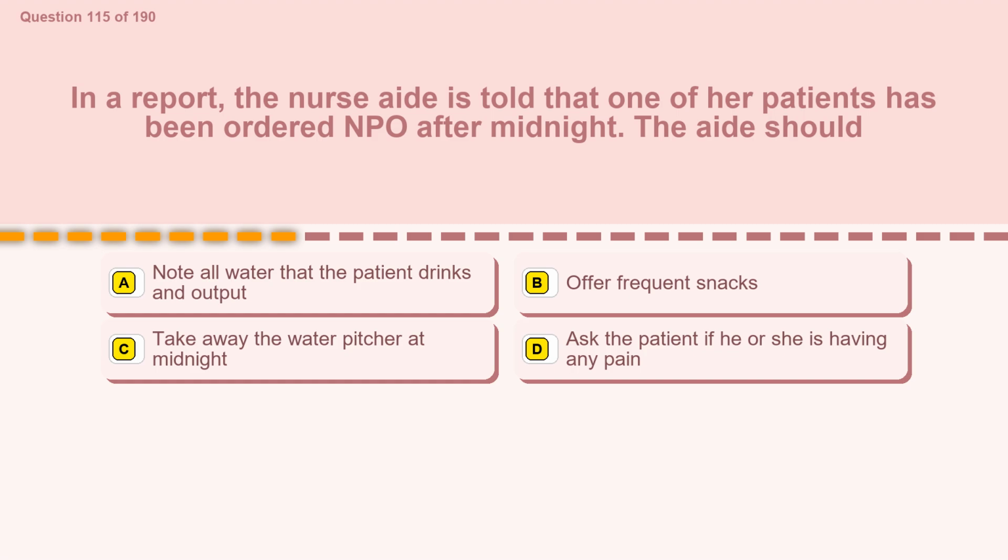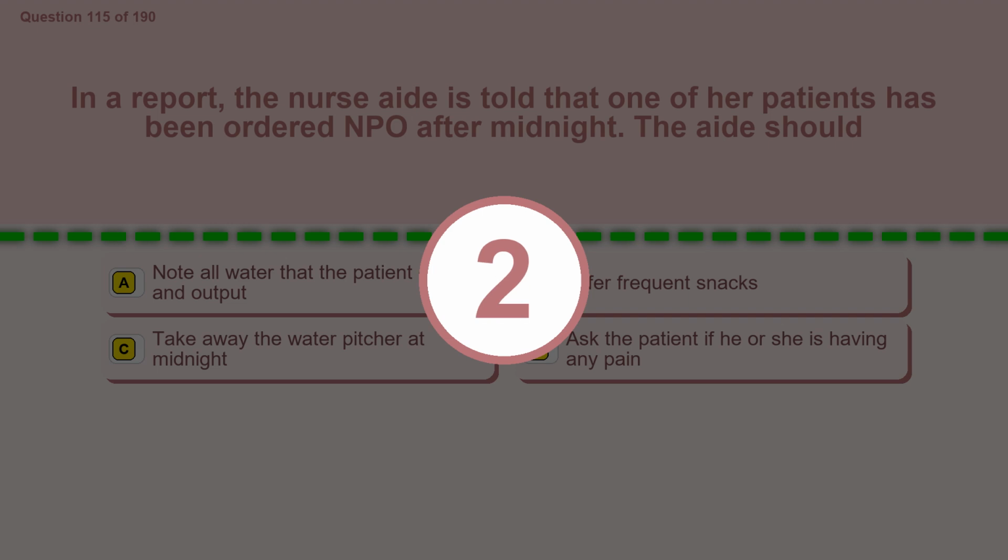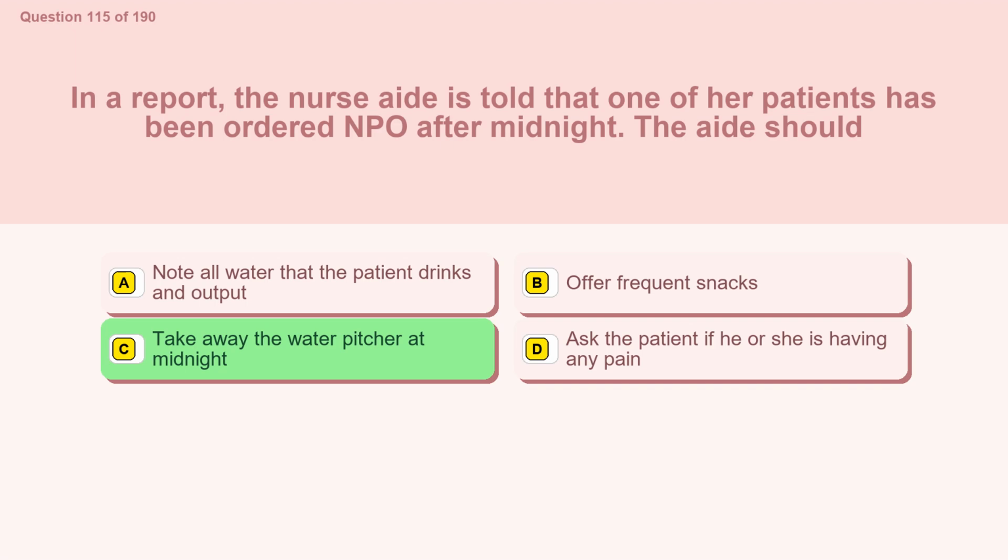In a report, the nurse aide is told that one of her patients has been ordered NPO after midnight. The aide should: option A, note all water that the patient drinks and output. Option B, offer frequent snacks. Option C, take away the water pitcher at midnight. Option D, ask the patient if he or she is having any pain.